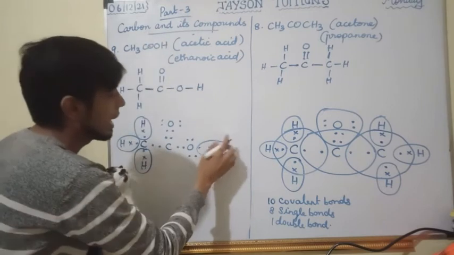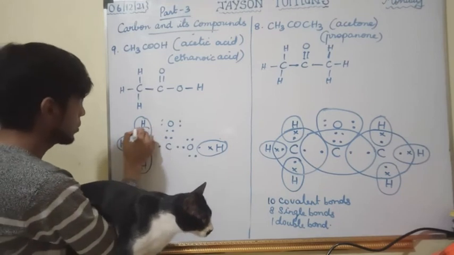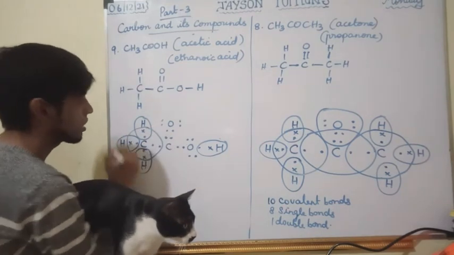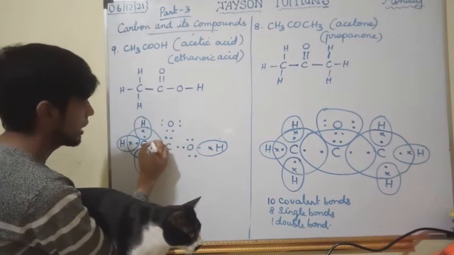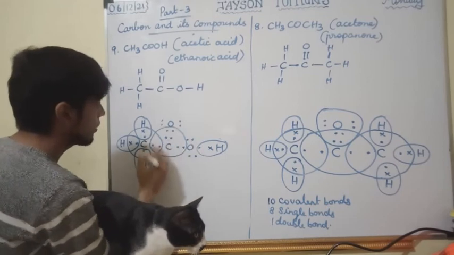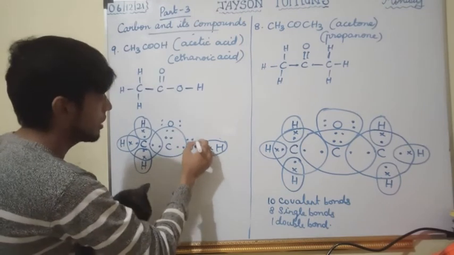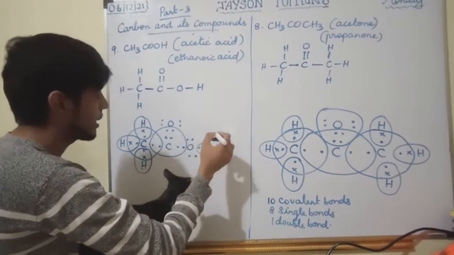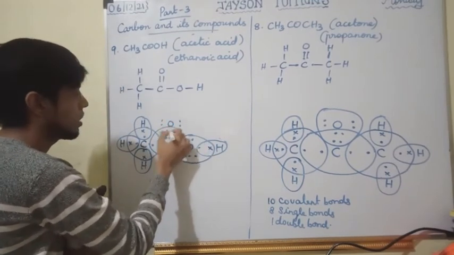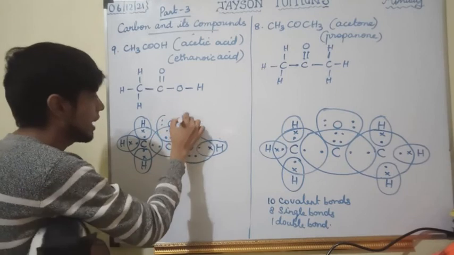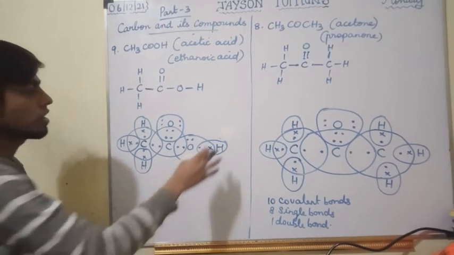Okay, so for hydrogen you circle first everything. And for carbon, so 4 electrons it is already having, so the remaining 4 you have to circle. And for this carbon also 4 electrons it is already having, so the remaining 4 you have to circle carefully. And for this oxygen already it is having 6, so 7th and 8th electron you have to circle. Okay, so this is my electron dot structure for acetic acid.